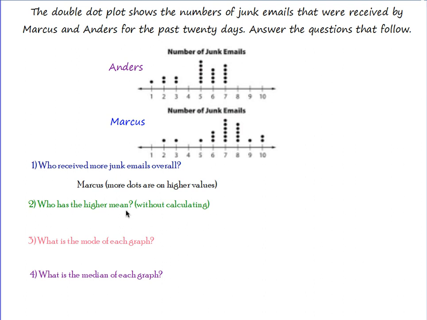We can see who has the higher mean even without calculating. Since more of Marcus's dots were on higher values, he's going to have the higher mean. We can find the mode of each graph. We can see that Anders' mode is 5 and Marcus's mode is 7.